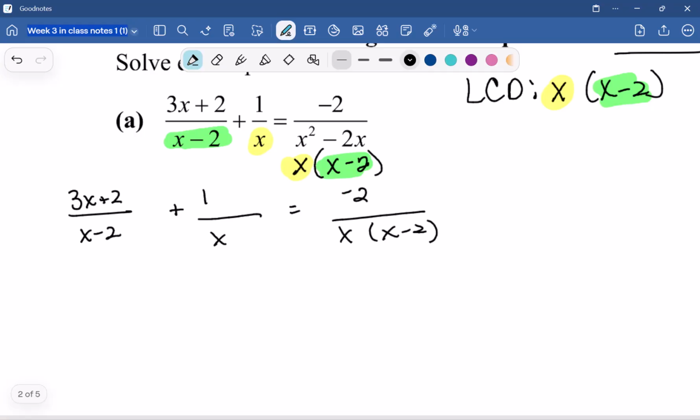That's the original problem. So now on all the tops, I'm going to put times x and x minus 2. I did not leave myself enough space. That was absolutely pointless. It's okay. Then I cancel anything on top and bottom that is the same.